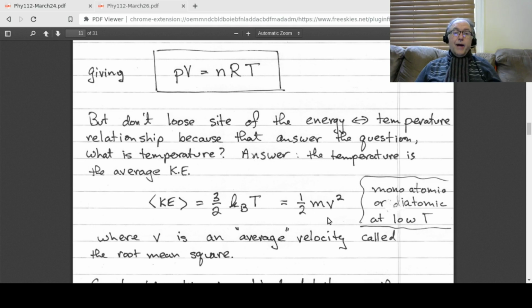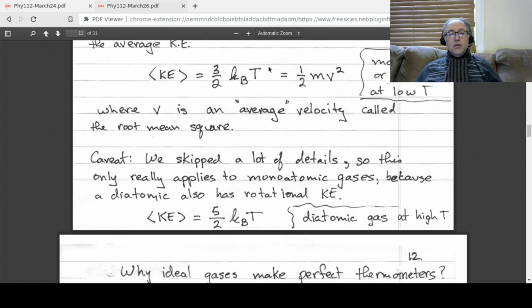All right, now I did sweep some details under the rug, and I don't want to overly complicate this because I kind of want to focus on the general theory here, but this is really only true for monatomic gases. And monatomic gases are gases made up of just atoms. Helium is an example of a monatomic gas. Neon is an example of a monatomic gas, and so on. In reality, you also have diatomic gases, and for diatomic gases, it's actually 5/2 k_Boltzmann times T.